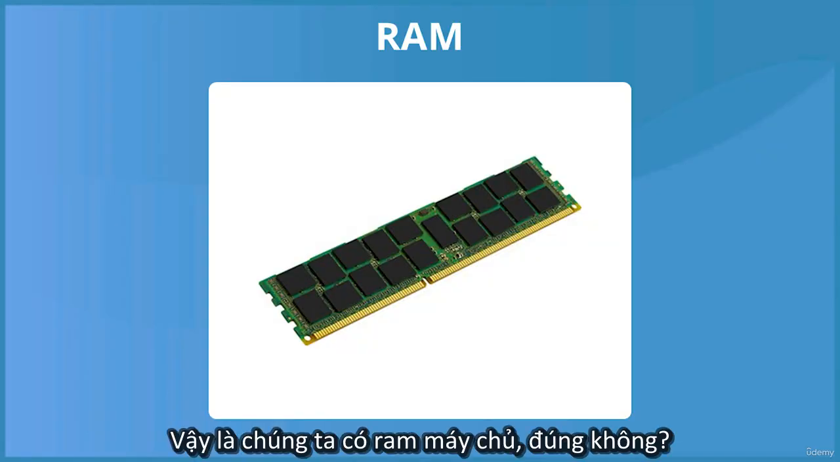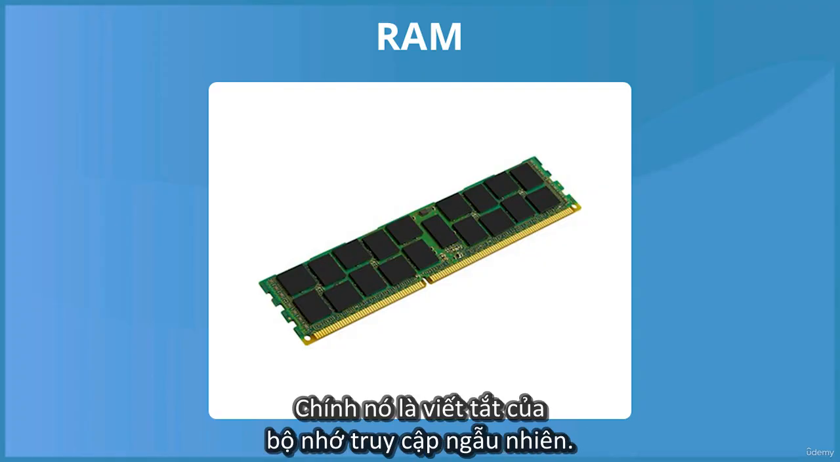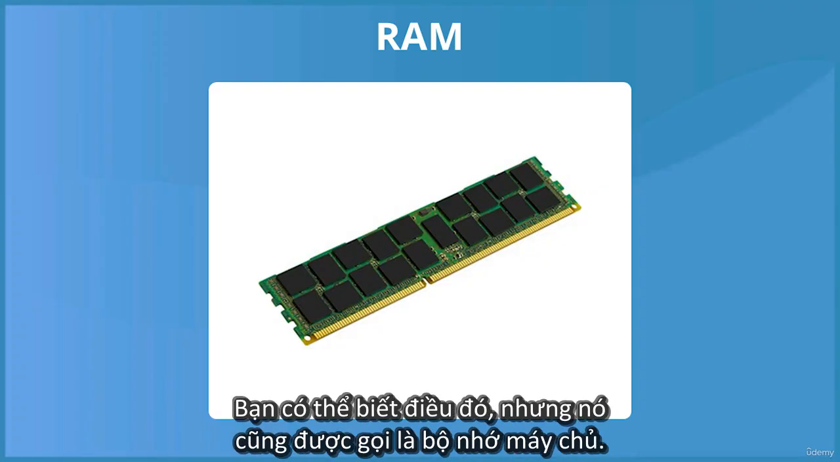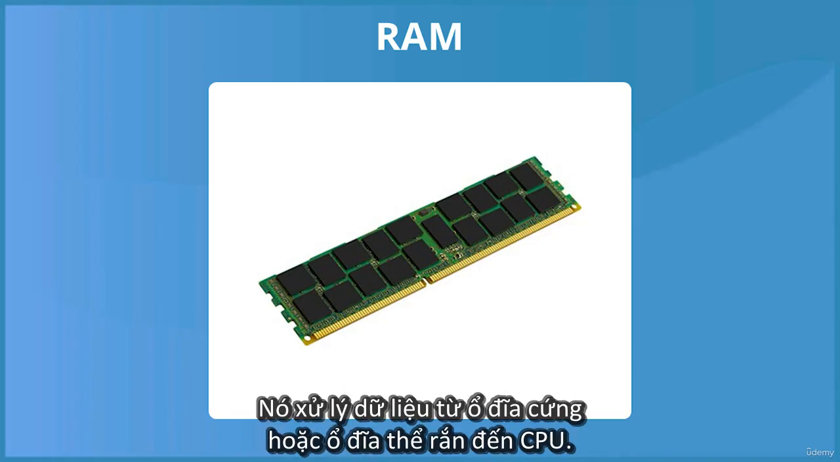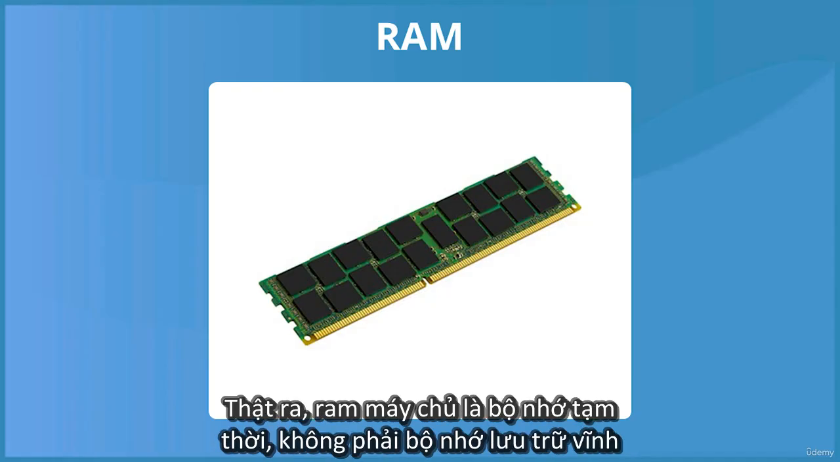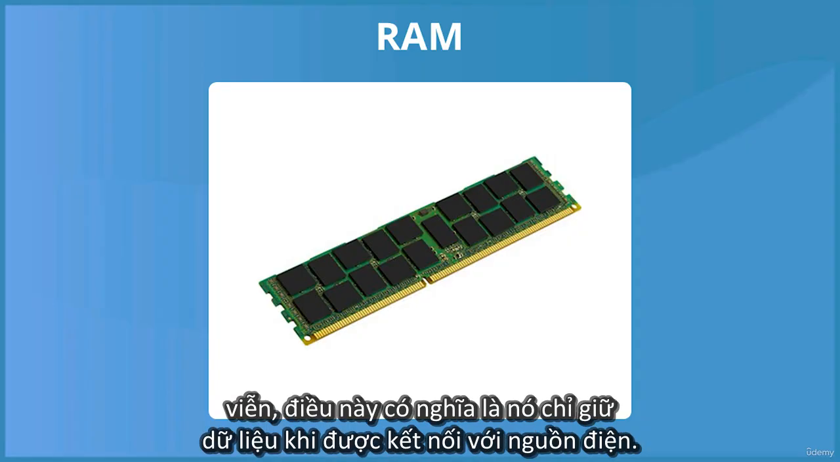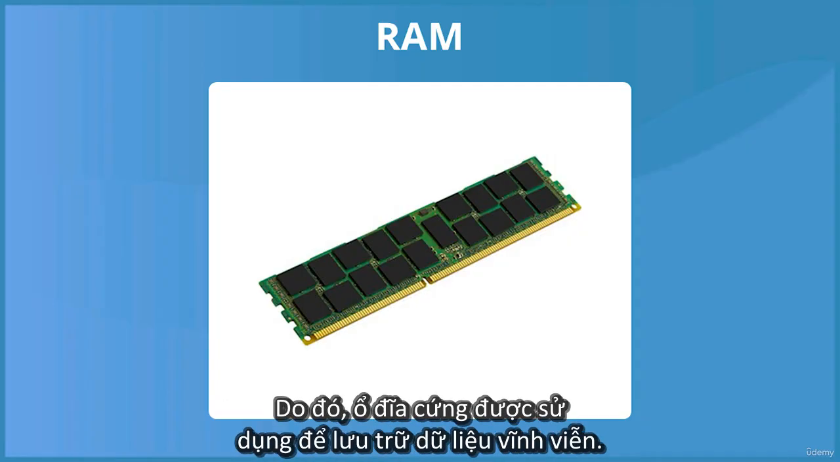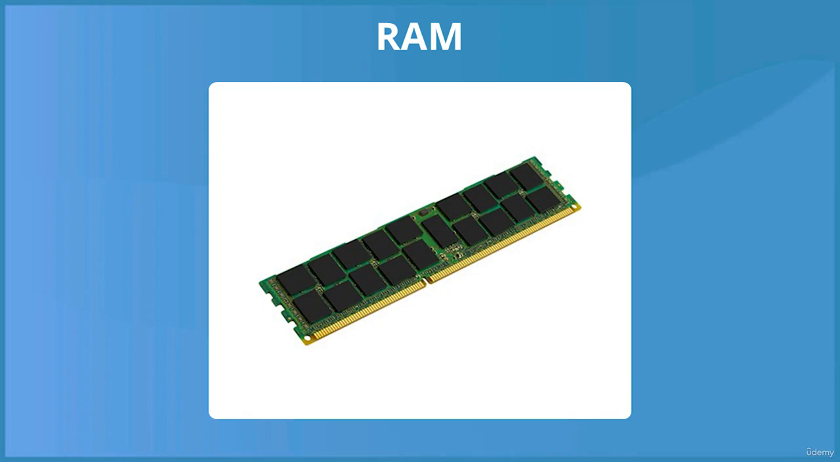So we've got server RAM, right? It's the abbreviation of random access memory. You probably know that. But it's also called server memory. It's processing data from hard disk drives or solid state drives to the CPU. In fact, server RAM is volatile memory, not permanent storage memory, which means it only holds data when it's connected to a power source. Hence, hard disk drives are used to store data permanently, right?